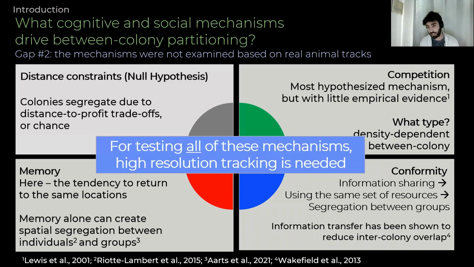It becomes very clear that in order to test this mechanism, you would need high resolution tracking data. Just to set an example, if you want to test whether memory influences the behavior or not, you'll have to understand what is the tendency of individuals to come back to the same locations. But if you have low resolution data, then sometimes you even miss visits to a tree, so you wouldn't know how frequently it visits it.